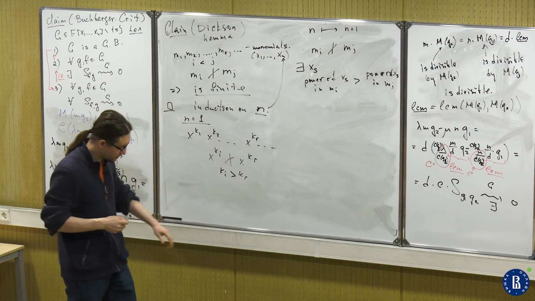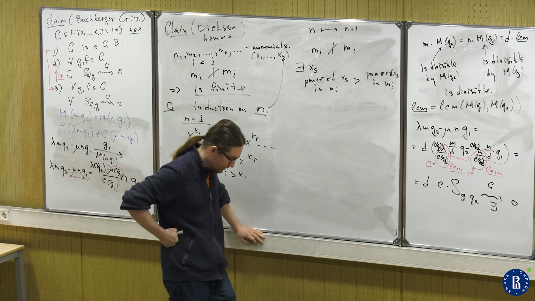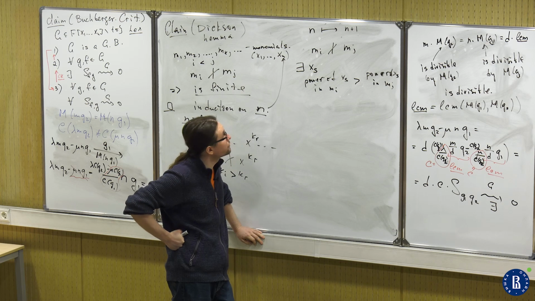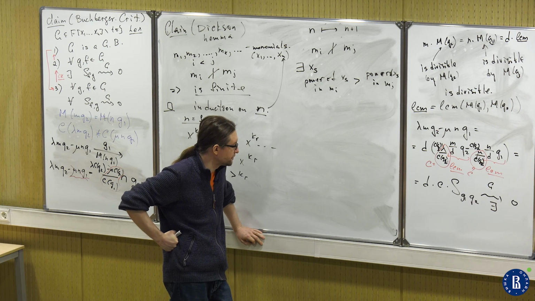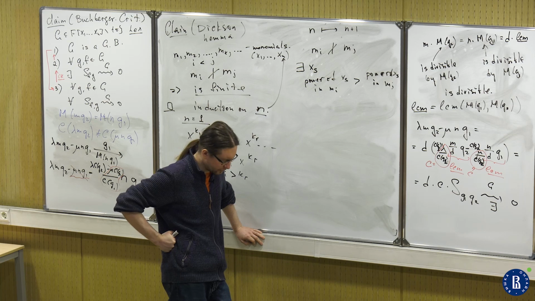Give me a second. How should I proceed further? Now I want to use that there are infinitely many monomials, but finitely many variables. But I want to be strict. Give me a second. Should I start just with m1 or not?